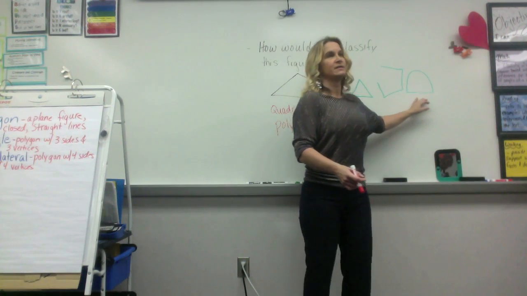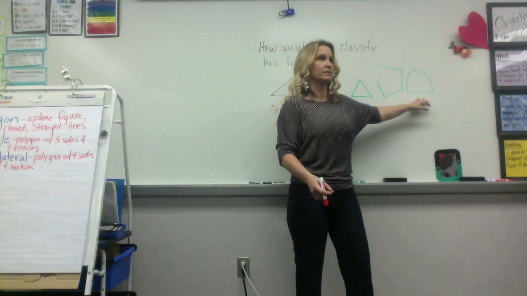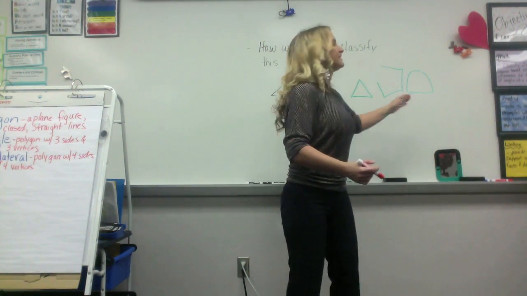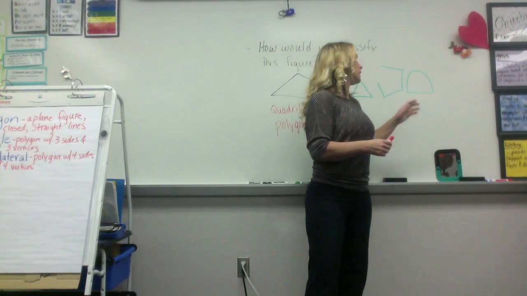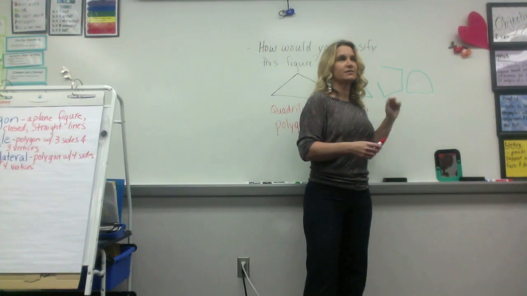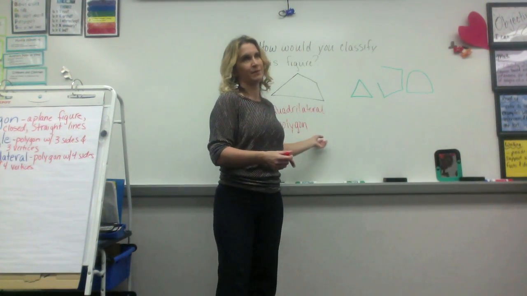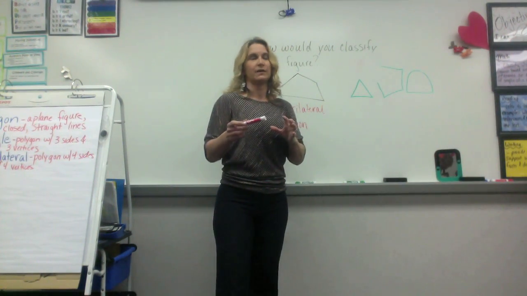Okay, why is this one? Lydia? It doesn't have straight lines. It doesn't have straight lines, but it's closed. So it's closed, but it doesn't have straight lines, so therefore it cannot be a quadrilateral. It cannot be a polygon, and a quadrilateral has to be a polygon, so it all kind of works out.